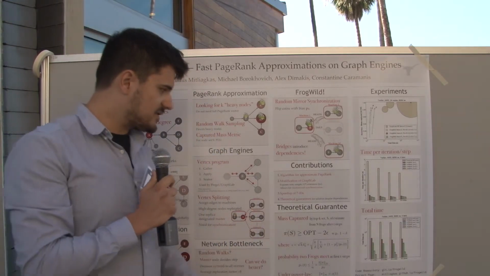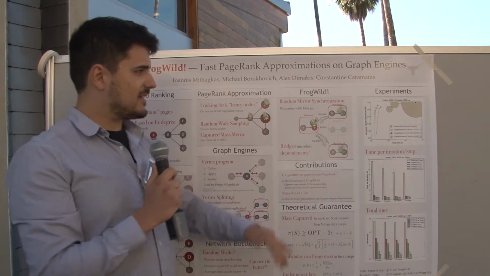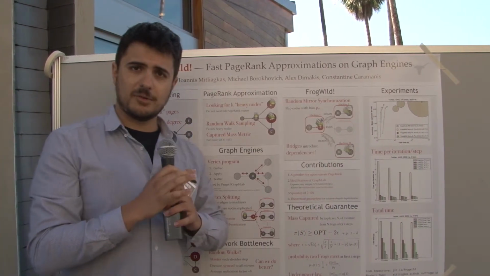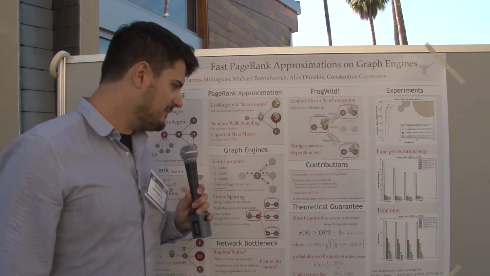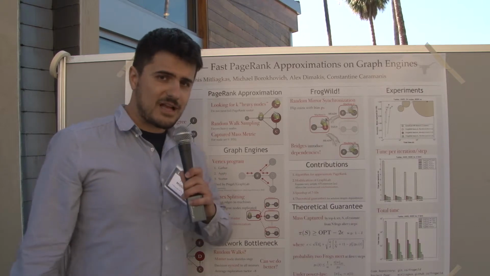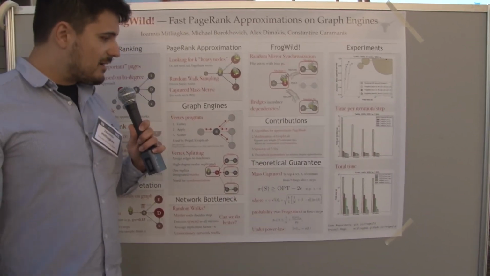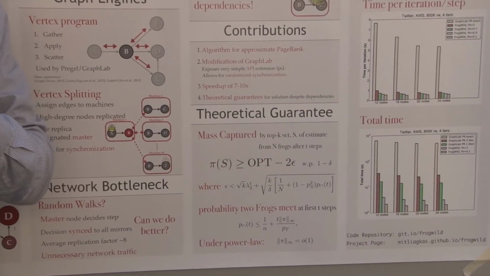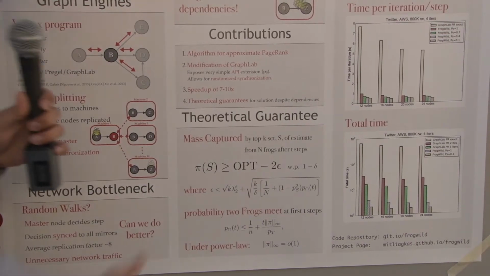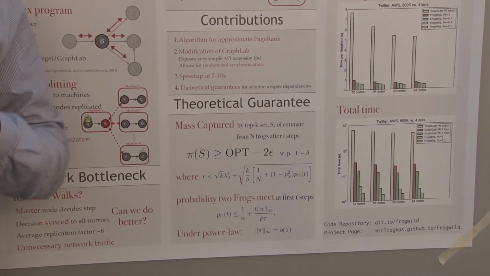So our contributions are a modification of the GraphLab engine, such that it supports this randomized synchronization primitive and an extension of its API. It's the implementation of this algorithm on top of the modified engine. And basically we see in the experiments that we get a 7 to 10 times faster operation. And in theory, we guarantee that the bias introduced is controlled.